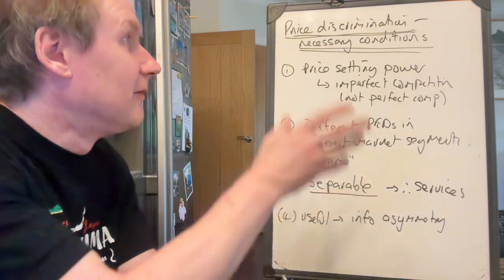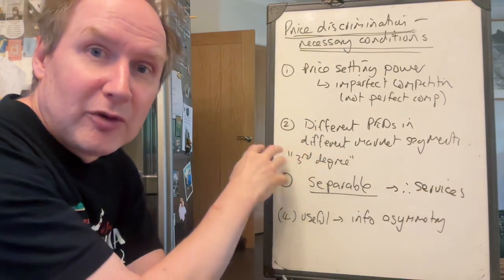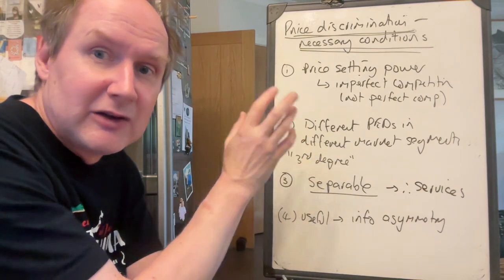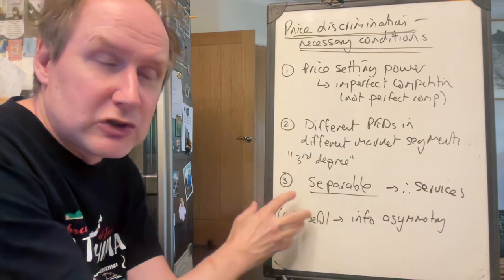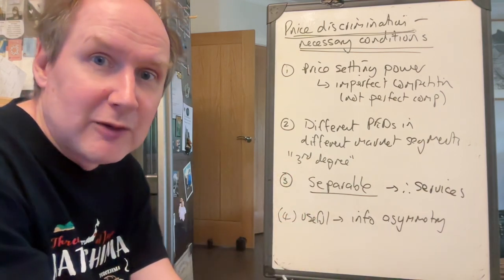So the key ones are you've got to be able to set price. There's got to be different identifiable markets with different price elasticity of demand. And you've got to be able to split those markets and stop people from buying in one and selling in another, or stop people from just buying in the low price market.